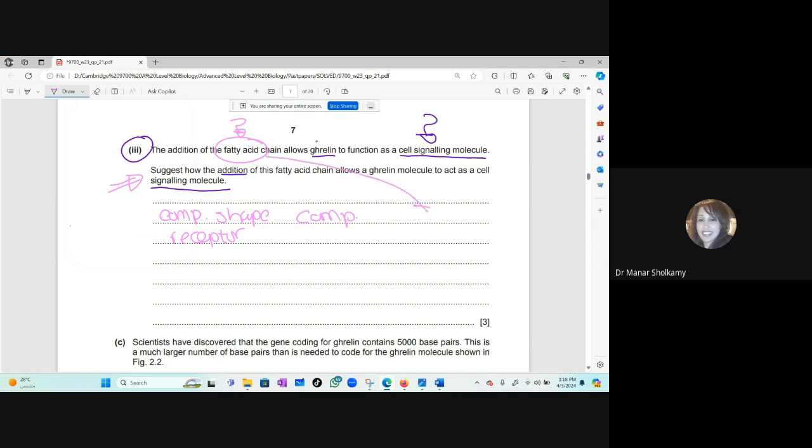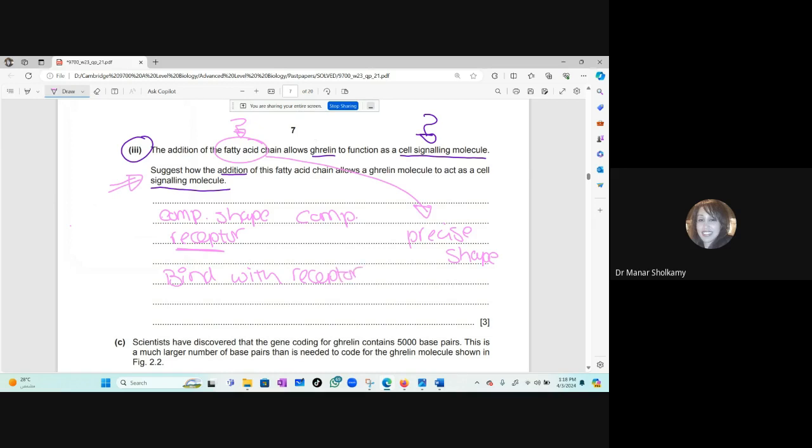So adding the fatty acid chain no longer will make it a primary structure. It will make it a secondary structure or a tertiary structure, or it will give it a precise shape. You have to mention that the shape will change. And this precise shape will become complementary to the receptor so that it is able to bind with the receptor. Can you think of any other answers?